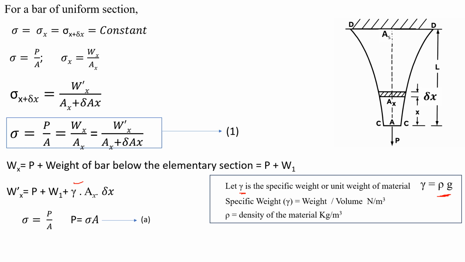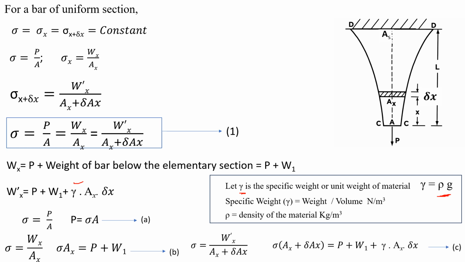So, from equation 1, we know that sigma equals P by A. This can be rewritten as P equals sigma A. Let's consider this equation A. Similarly, from equation 1, sigma equals Wx divided by Ax, so sigma Ax equals P plus W1. Let's consider this equation B.